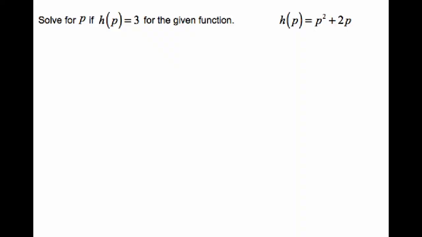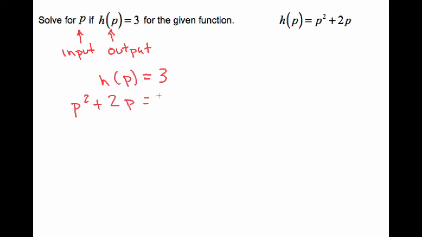We want to solve for p if h of p equals 3 for the given function. The function we're given is h of p is equal to p squared plus 2p. Now, be mindful that p is an input, and h of p, well, that's an output. So when we see that h of p is equal to 3, that means the output is 3. And the output is given by p squared plus 2p.